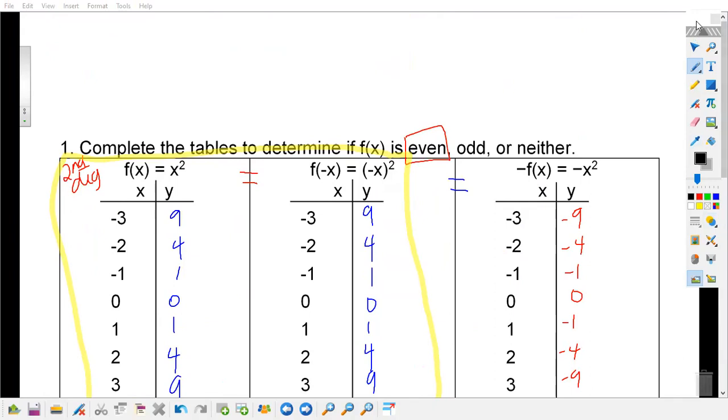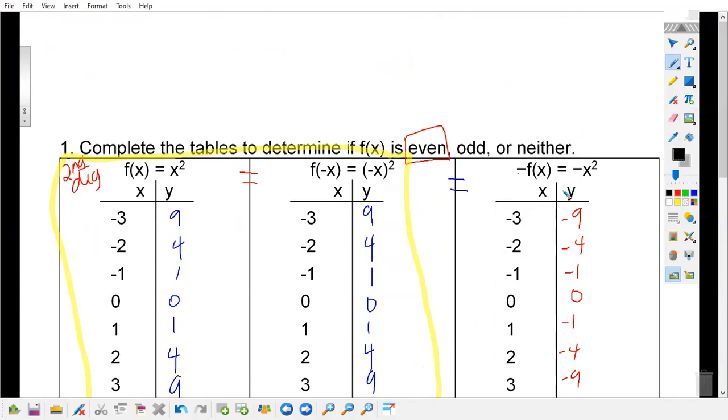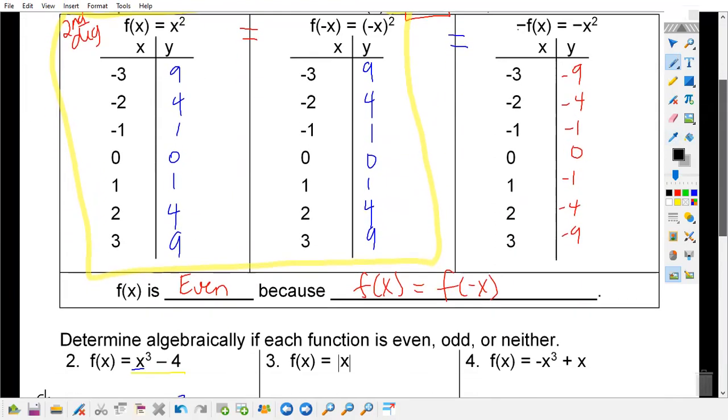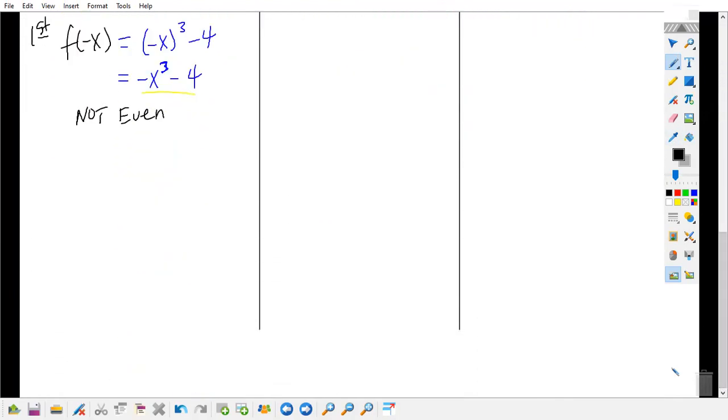You're going to compare it to the last one. So now we're going to do negative f. And then if that one doesn't match either, then it's neither, exactly. It's a function, but it's neither even nor odd.